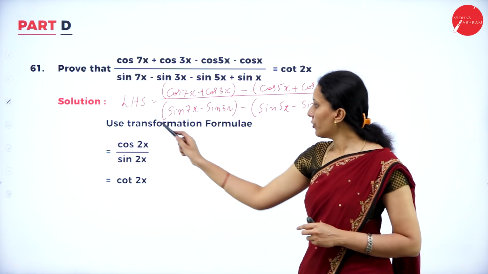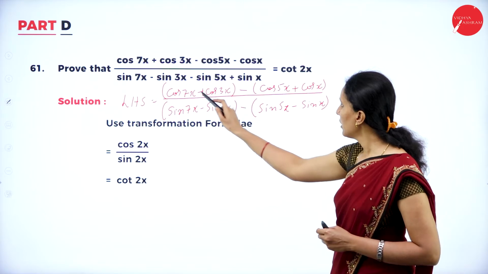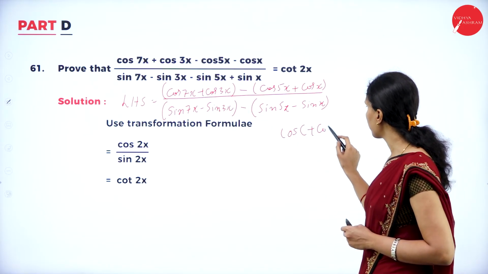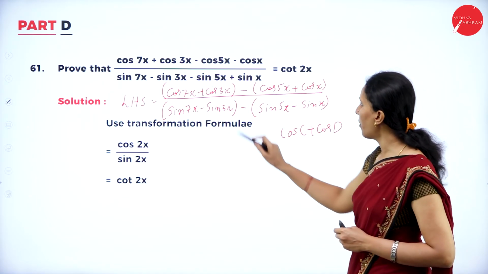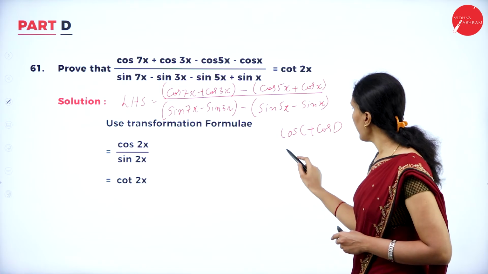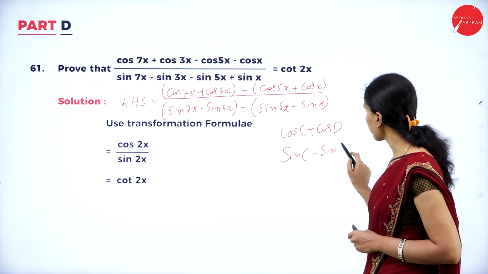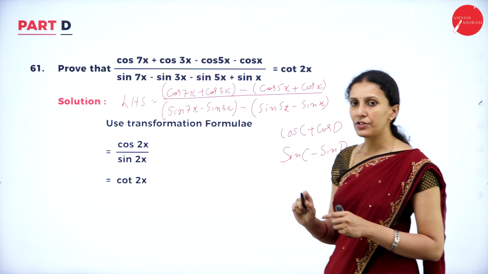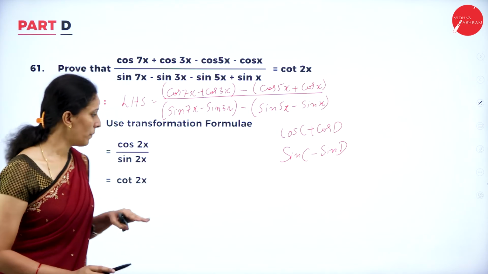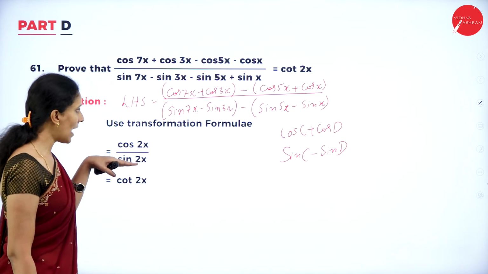So here, use the transformation formula. What are the transformation formulas you have to use here? The numerator is in the form of cos C plus cos D, so you can use this formula to find the values of the first two terms, and in the denominator you can use the formula of sin C minus sin D. Using these transformation formulas and evaluating, you will get the step which is equal to cos 2x divided by sin 2x. So this is the last step.